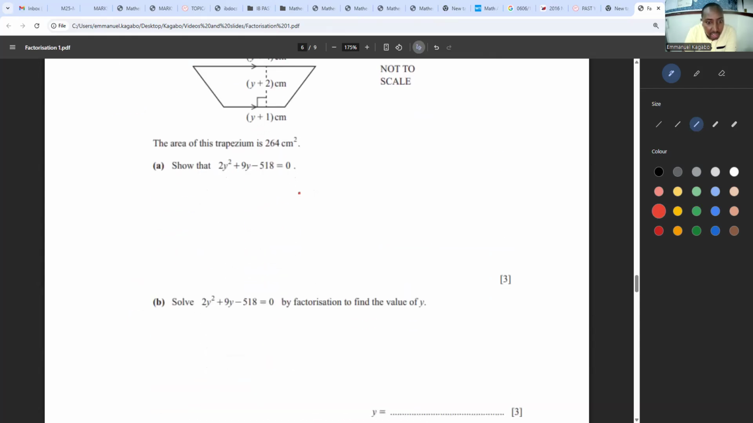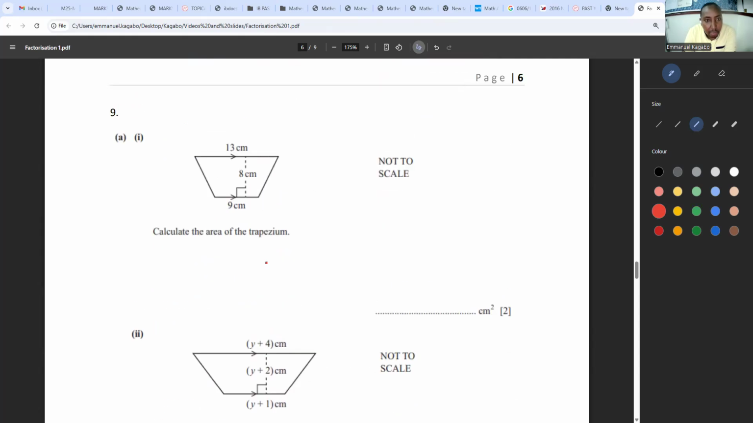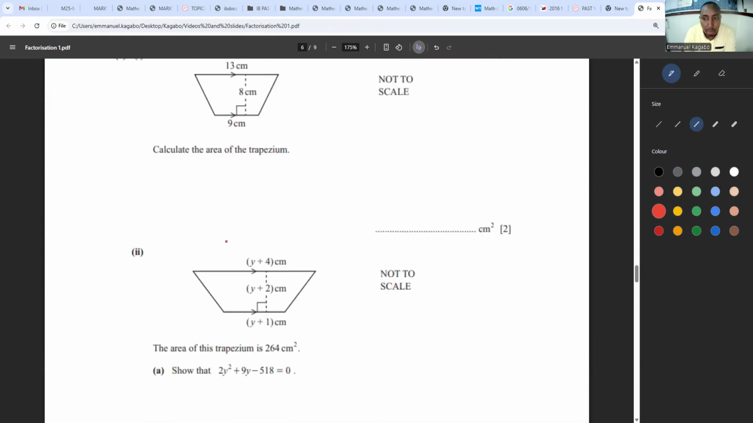It's factorizing because they said you have to solve the equation, but I picked application of that because they're very common in extended mathematics questions.